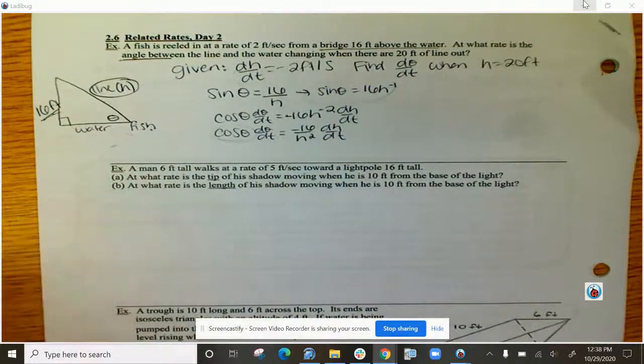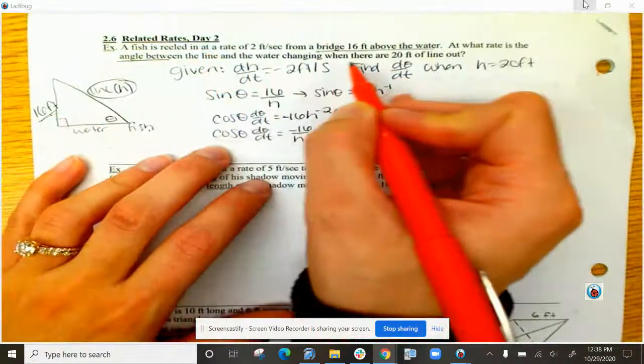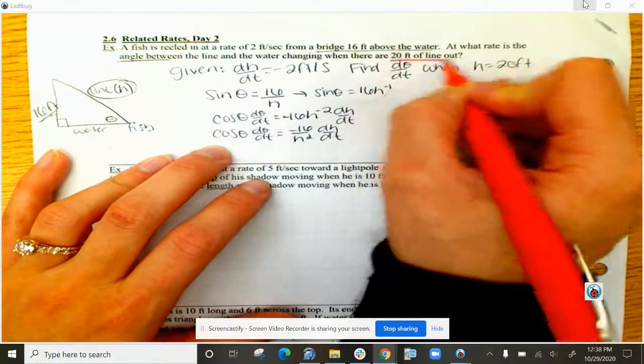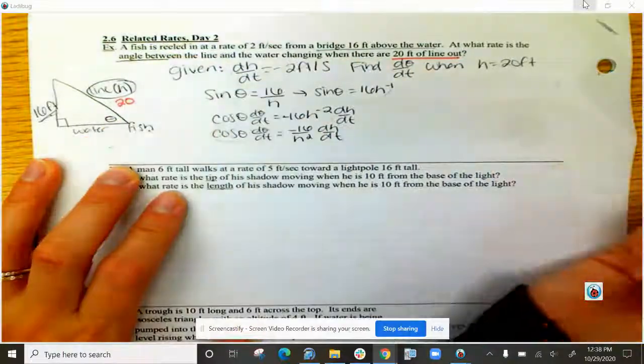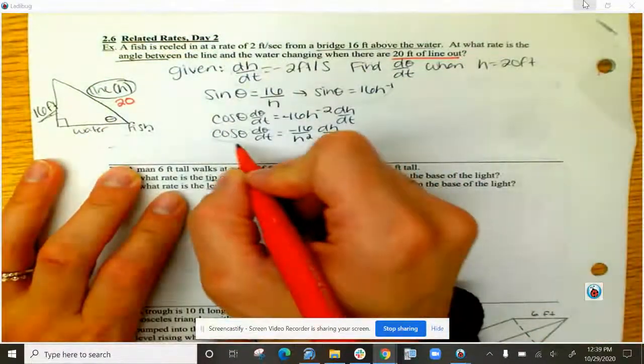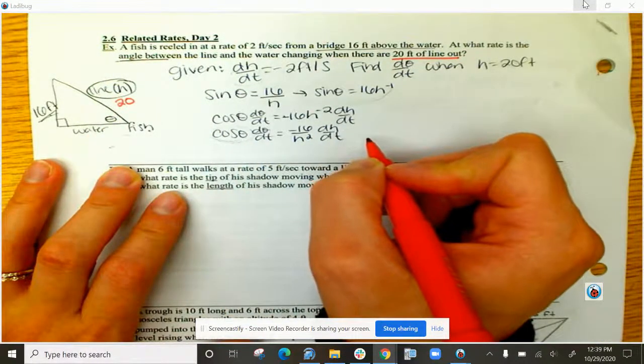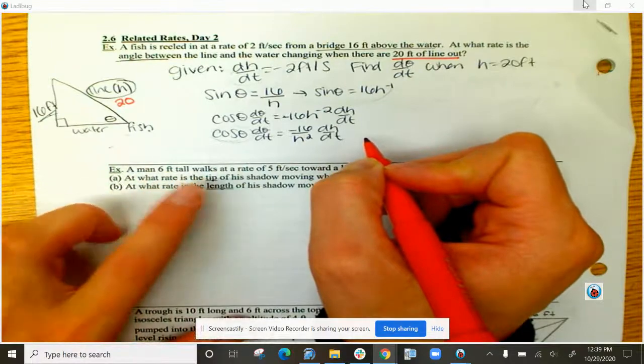And if you look at the beginning information, it says, at what rate is the angle between the line and the water changing when there are 20 feet of line out? So this is when you can actually put your 20 there because you've already derived it. You don't want to plug in those numbers that are changing until you're ready, until you have the derivative.